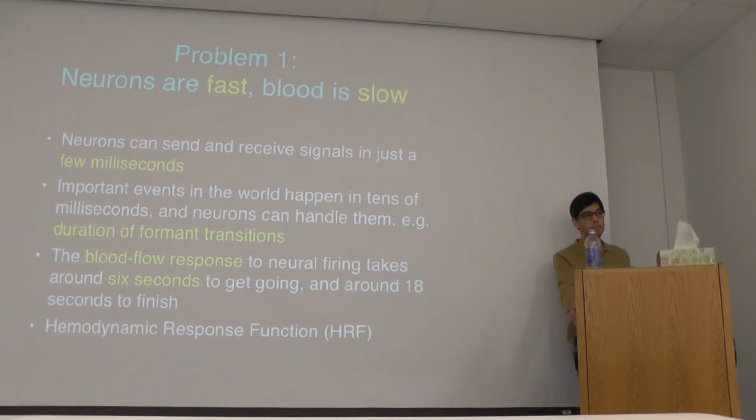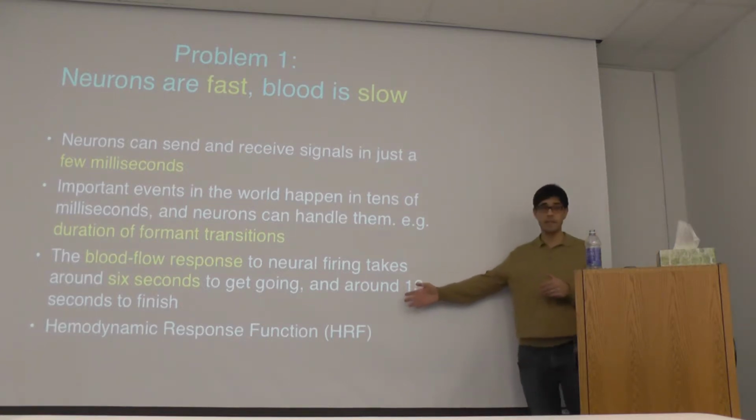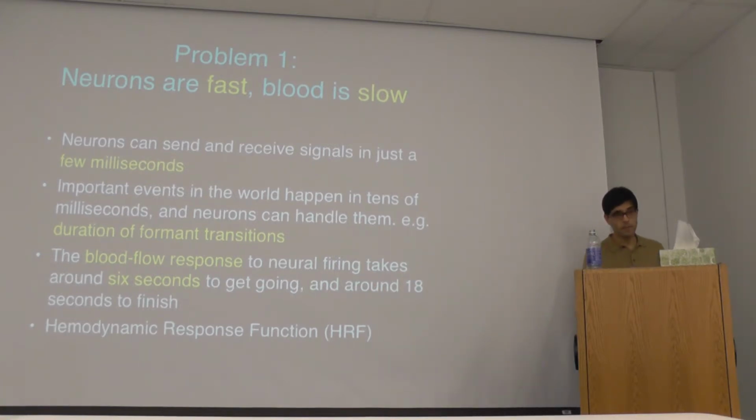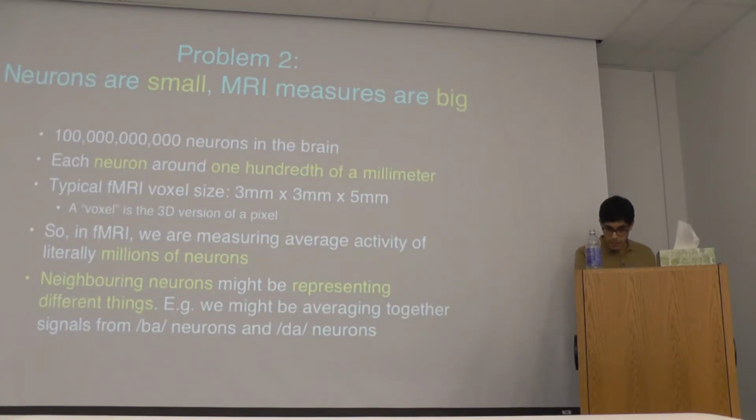Neurons operate on the timescale of milliseconds. If our information processing operated on this timescale of seconds, we'd all be dead very quickly, right? So we can respond to things. I mean, it takes us maybe a couple of hundred milliseconds, but that's pretty fast. The other issue is neurons are small.